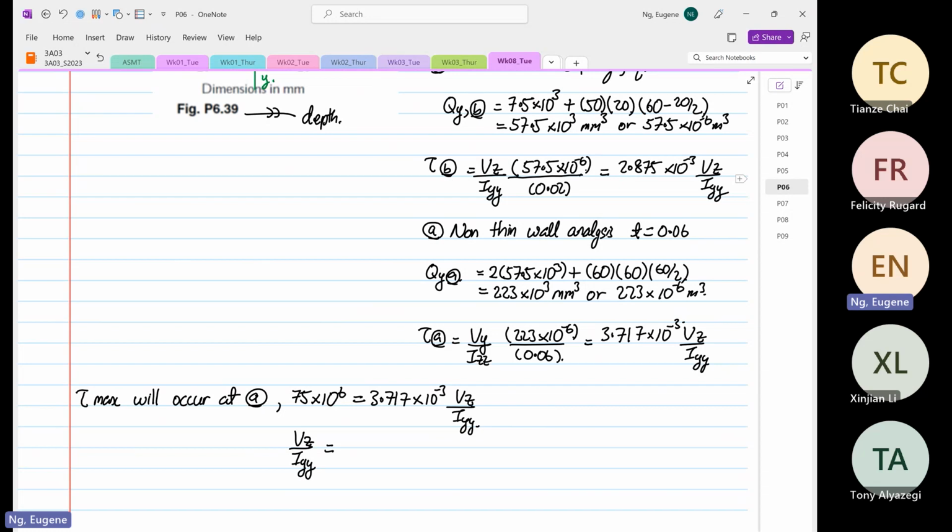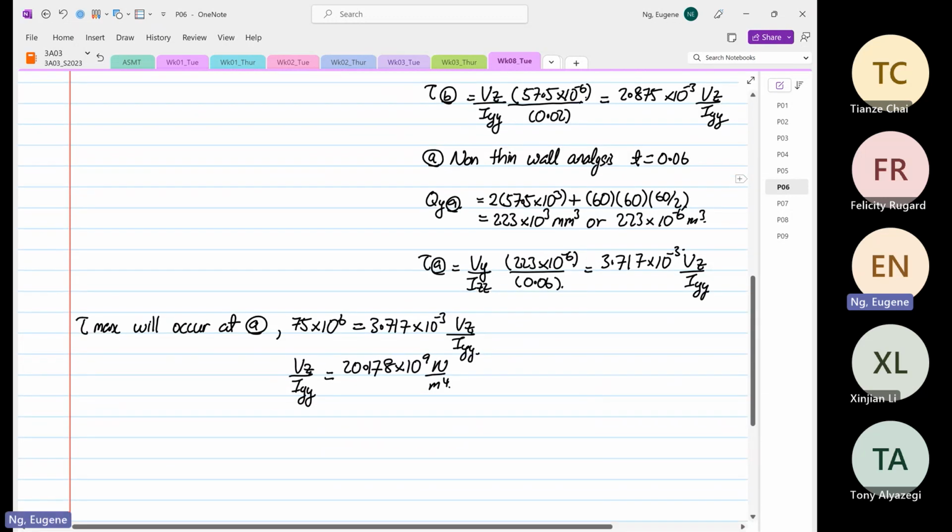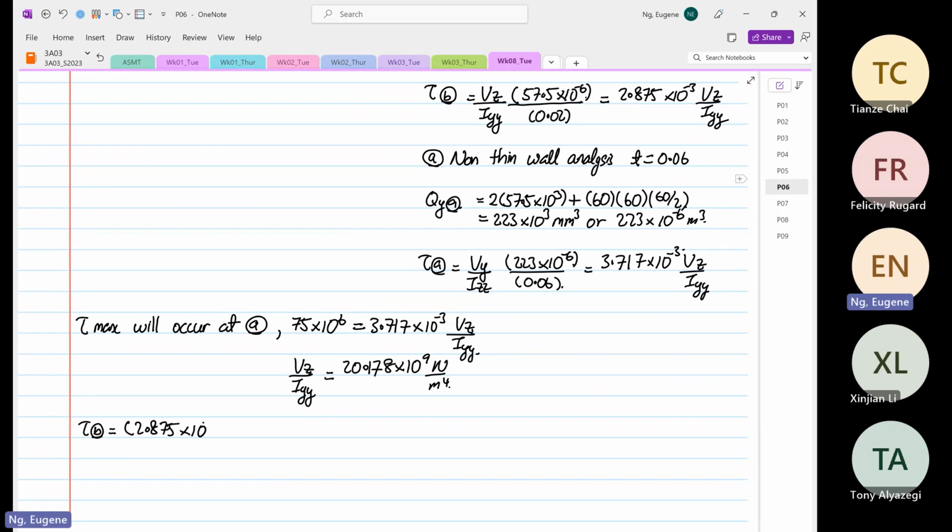which is equal to 20.178 times 10 to the power 9 Newton per meter to the power 4. Let me do it again. So 75 times 10 to the power 6 divided by 3.717 times 10 to the power minus 3 is 20.178. So therefore, the shear stress at point B is equal to 2.875 times 10 to the power minus 3 multiplied by 20.178 times 10 to the power 9.